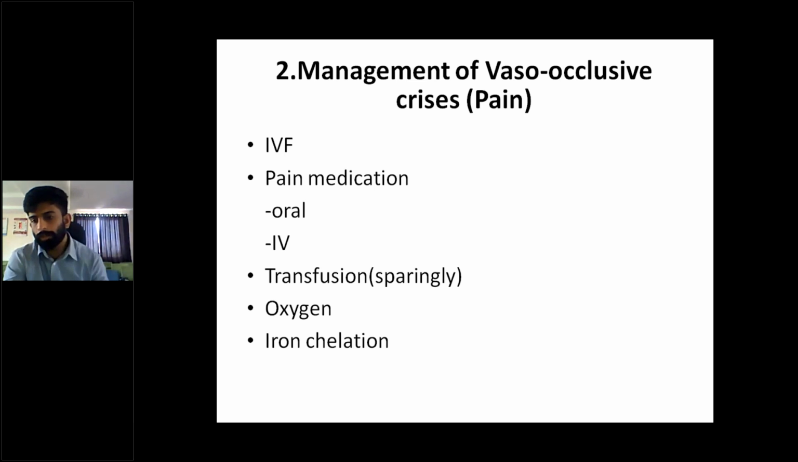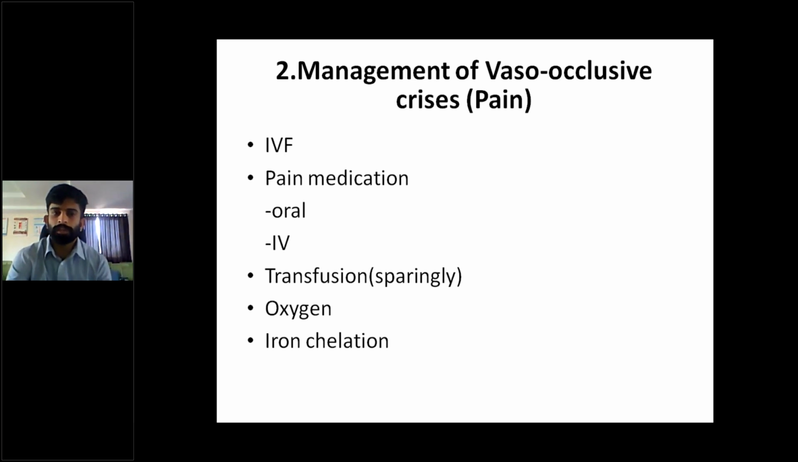The patient is supposed to take oral fluids also, but oral fluids can only be taken up to a certain extent. So a large bore IV catheter is placed and IV fluids are given, up to maybe even 6 liters per day. So intravenous fluids should be given. You have to look for any signs of fluid overload in a patient who is older and also in patients who have compromised heart conditions.